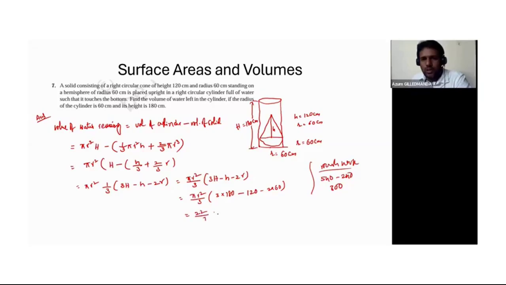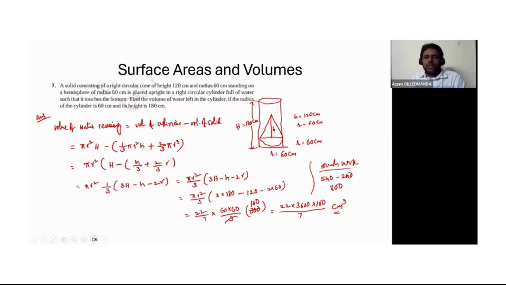22 by 7 into r square is what? 60 into 60 by 3, pi r square by 3, right? Into this total value I simplified here, that is 300. So 3 ones, 3 hundreds. So nothing will go, right. So this is 22 into 60 into 60 is 3600 into 100 by 7. So if you simplify, you will get the volume remaining, and the units are centimeter cube.